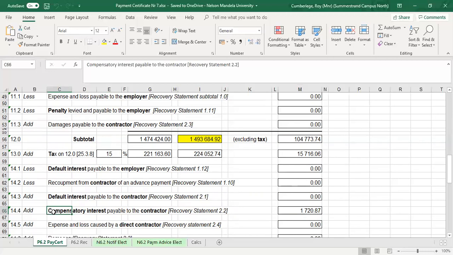The contractor argued now and said, well, you should have paid me 104,000 rand at practical completion because I handed over a building 100% complete. I didn't receive 100% of payment. I've waited a number of days for this 104,000, but I want interest on this. And that is what we refer to as compensatory interest. Now let's just see, how did we determine that 1,720 rand?